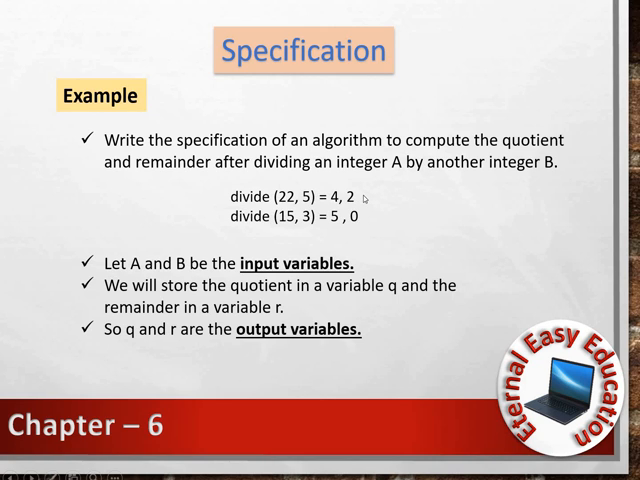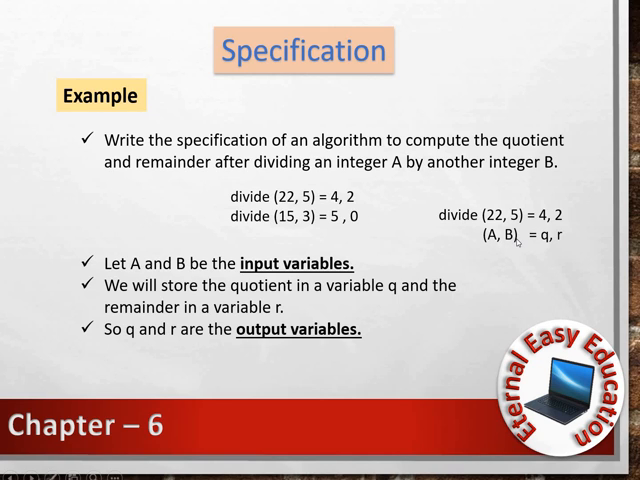This is the calculation you are going to do. Let capital letter A and capital letter B be the input variables. So first A and B are there. Then we will store the quotient in a variable like Q and the remainder in a variable R. So Q and R are the output variables. You understand? So this is the assignment. Assignment means assumption. We are assuming that the first number is capital letter A and the second number is capital letter B and the quotient as Q and remainder as R. So the inputs are A and B.